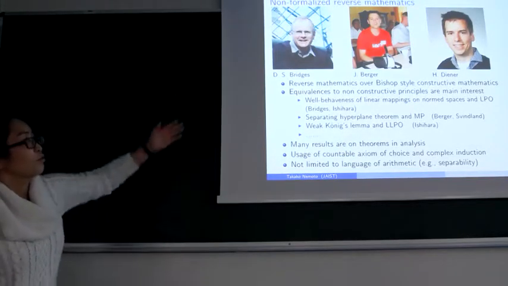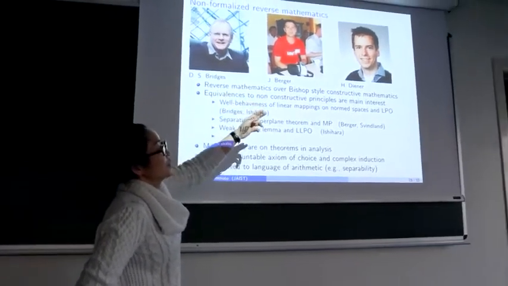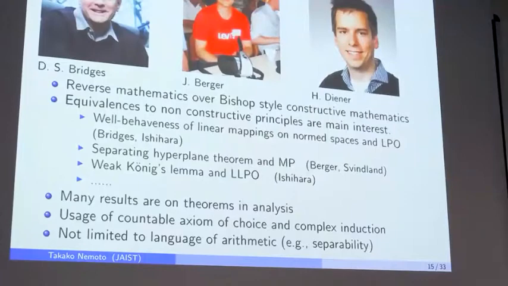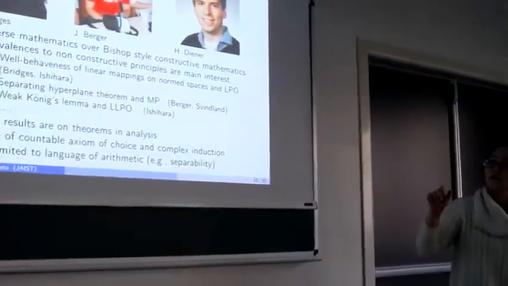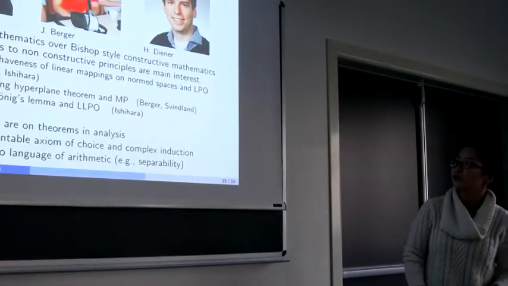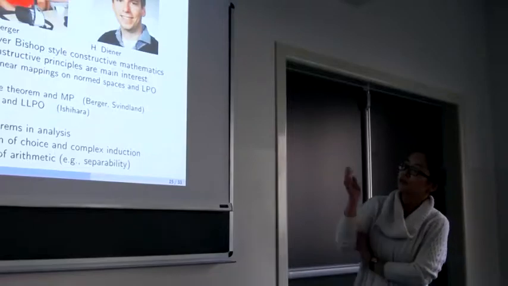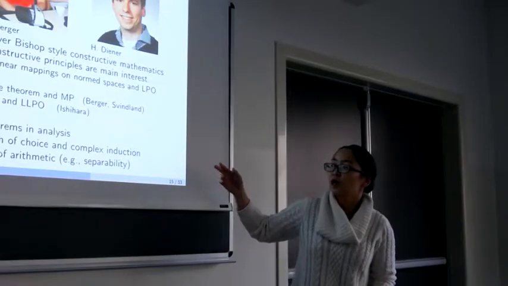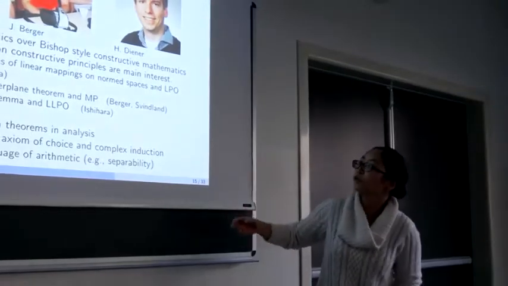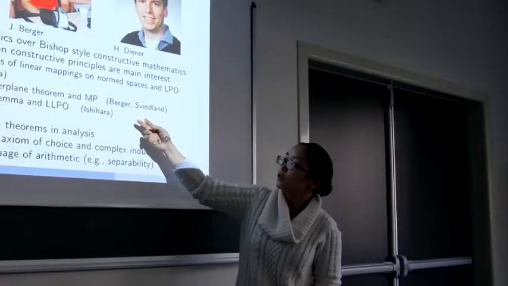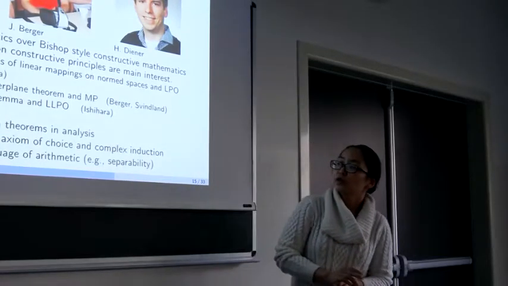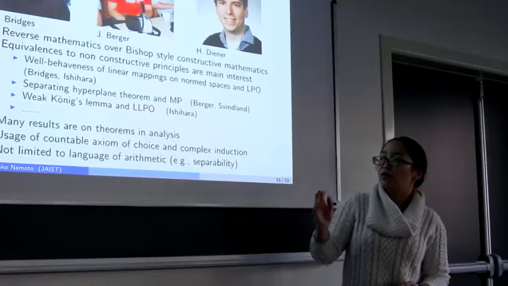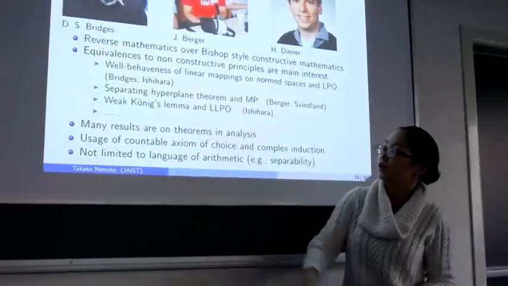By the way, there are some researchers in this field. Recently, but already several years ago, Hannes Diener wrote a thick habilitation thesis about this constructive mathematics. And the feature of their results is that they heavily depend on the use of the countable axiom of choice and induction. For example, the equivalence of weak König's lemma and LLPO: if we don't use countable axiom of choice, we cannot prove this equivalence. We need some kind of dependent choice for this equivalence.